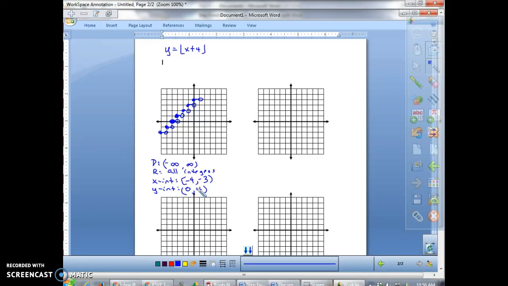Is all integers the same as negative infinity to infinity? No. There are no y's that are like 0.5, 0.2, 0.3. There are no y's in between 0, 1, 2. So it jumps. It literally is like jumping the steps. Your y's are going up in a step increment. Your x's are not. It's everything for your x's because they span all the way across, from negative infinity to infinity.